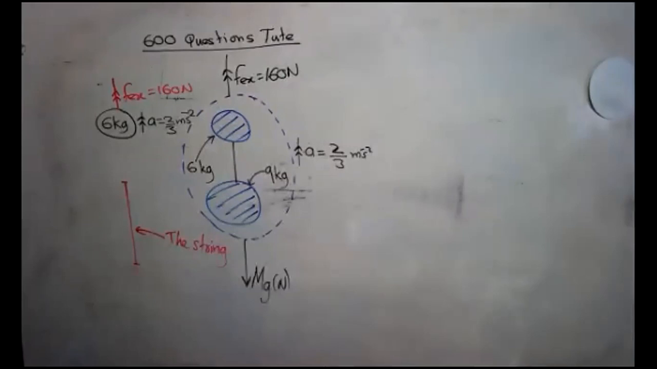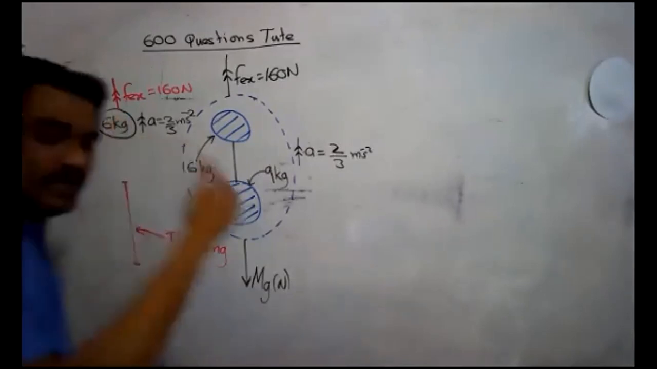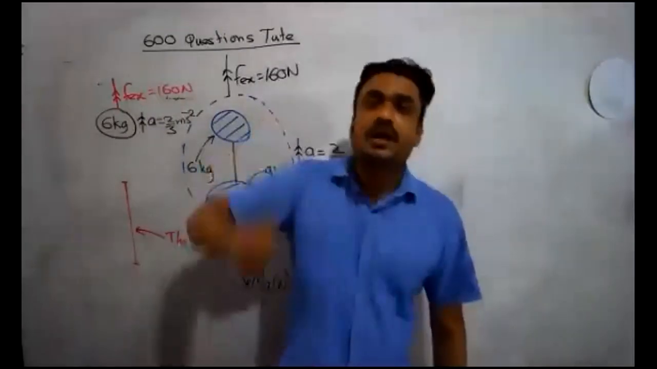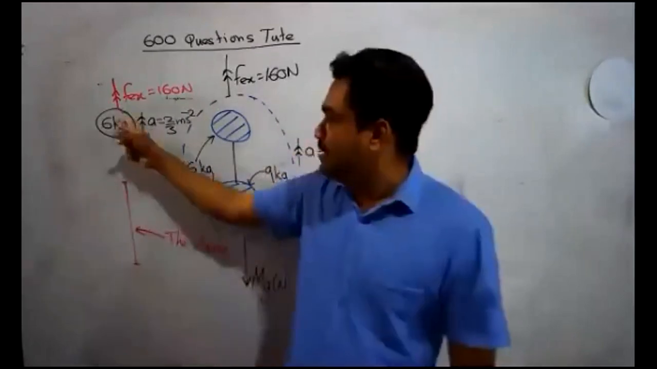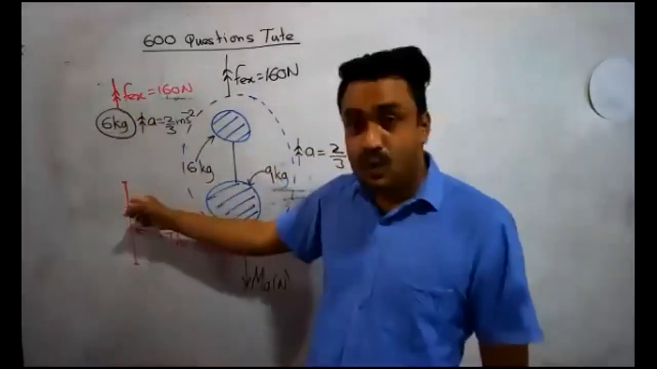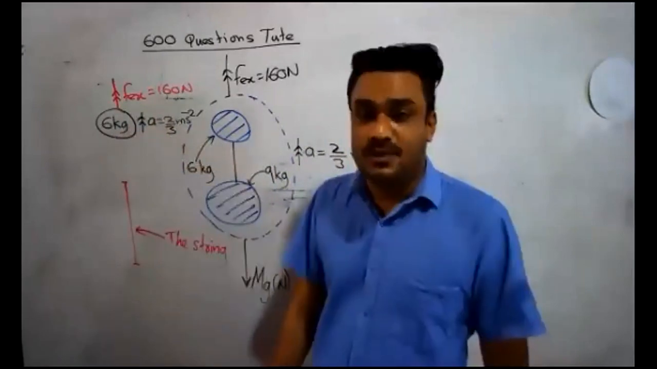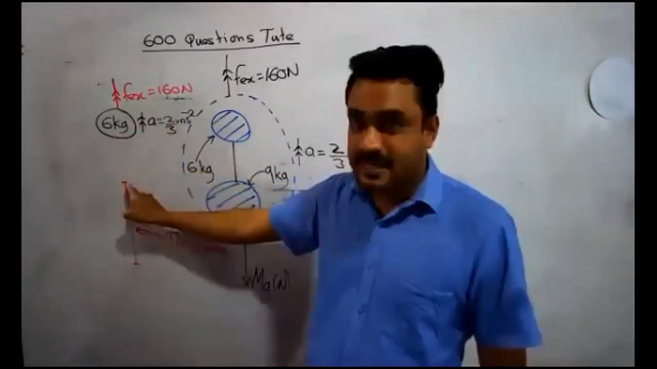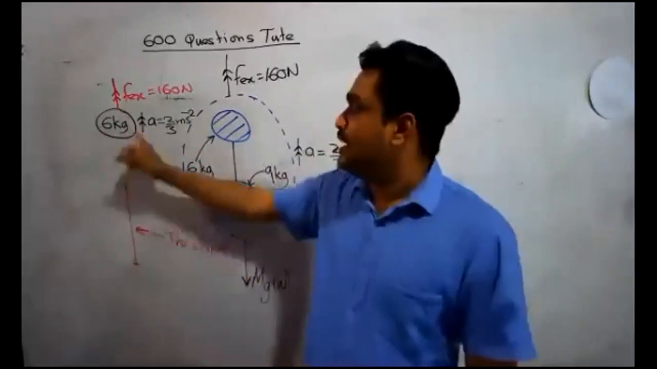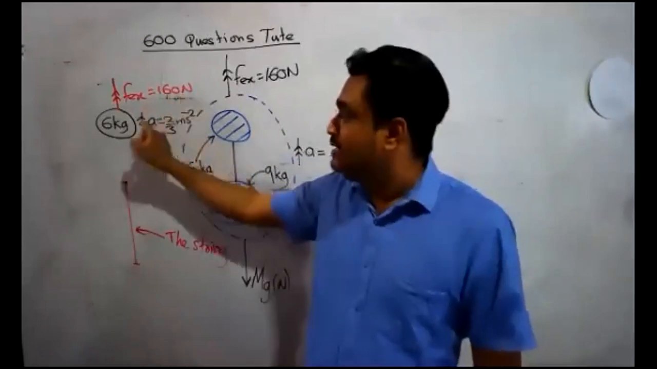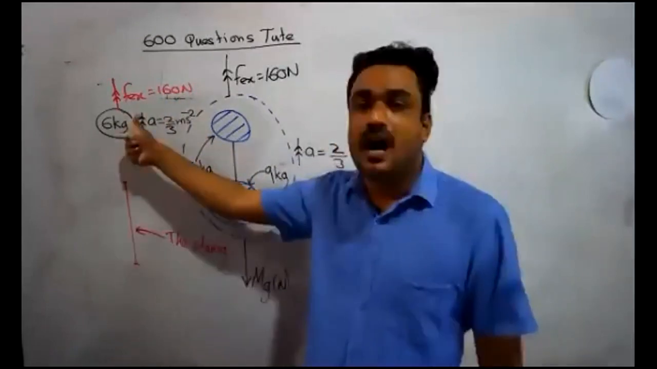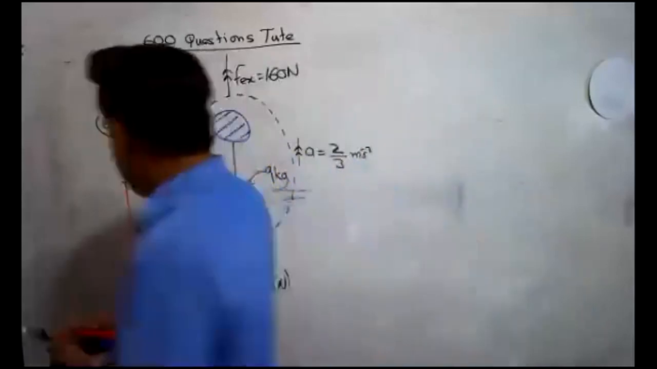Because the string is connected to the 6 kg object. When the 6 kg object is moving up, it pulls the string upward by giving a force. The 6 kg object is connected to the string, first reason. When the 6 kg object is moved up by this force, this 160 Newton force, the 6 kg object pulls the string upward by giving a force.